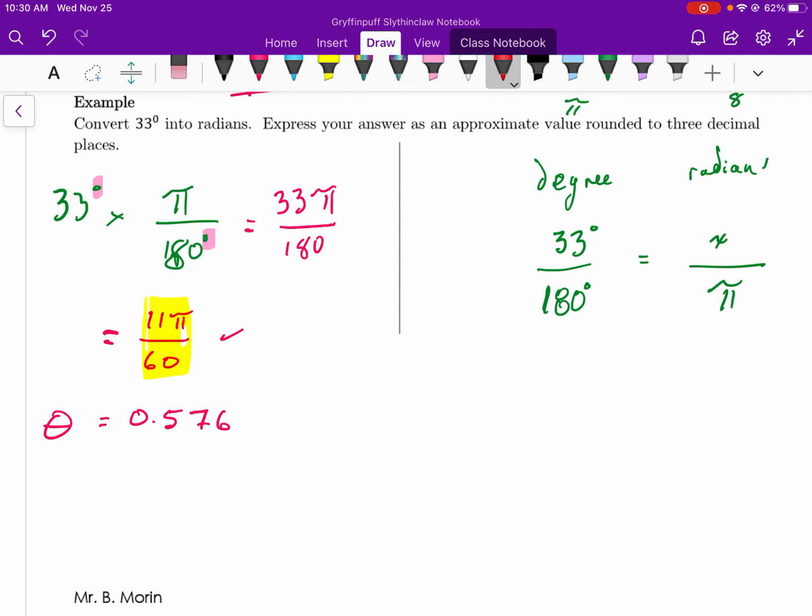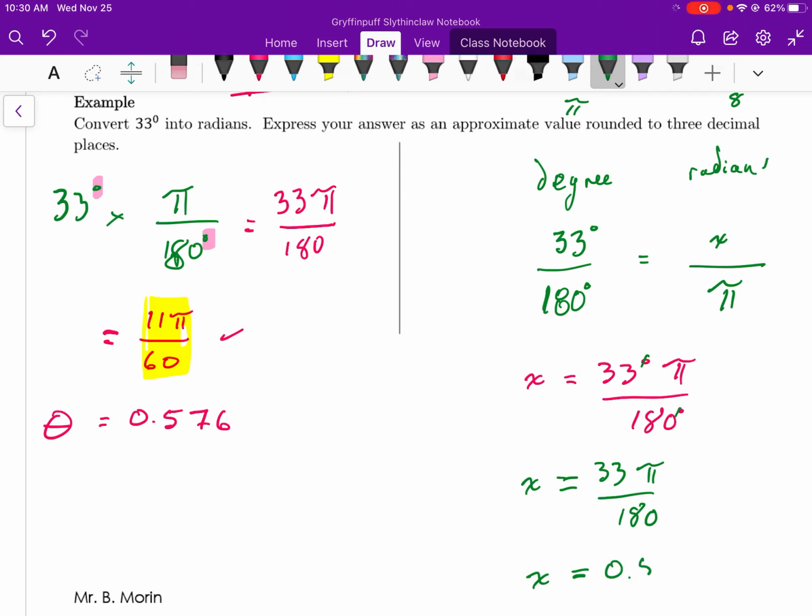So now, very simply, I'm going to multiply both sides by pi. So I get x is equal to 33 degrees times pi divided by 180 degrees. The unit of degrees cancel each other out. So I'm left with x is equal to 33 pi divided by 180. And I can calculate that in my calculator. And what I get is this decimal, but rounded to 3 decimal places, it is definitely going to be x is equal to 0.576. There we have it. There's converting degrees into radians.